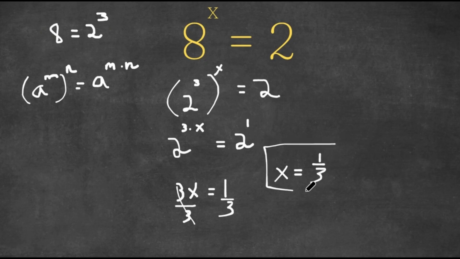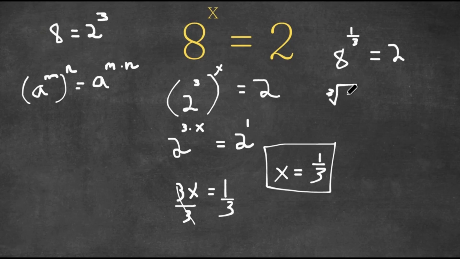And this is our answer. And if I plug this in for x, 8 to the power of 1 over 3 equals 2. Well, 8 to the power of 1 over 3 is the same thing as the cube root of 8. And the cube root of 8 is 2, because 2 to the power of 3 equals 8. So this is right.